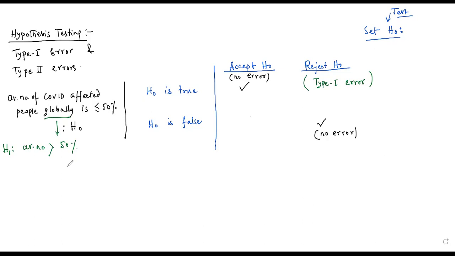But suppose it is not the case. It is the case with only New Guinea. It is not the global case. So I am going to accept my null hypothesis, whereas my global assumption is actually false. So this is a kind of error which is called type 2 error. So we have got two different kinds of error. One is called type 1 error, another is called type 2 error.